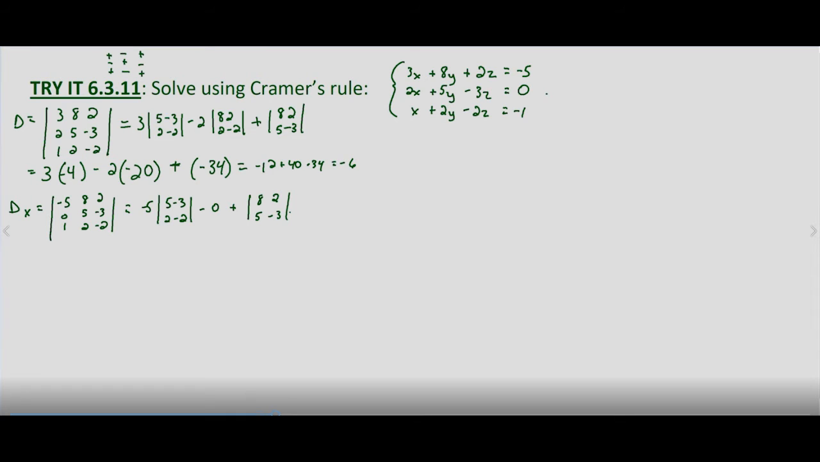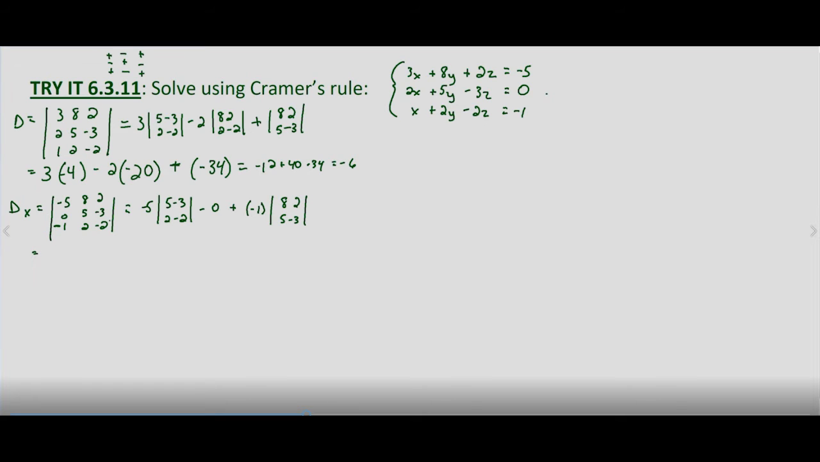And I noticed a mistake here. I think I said it correctly, but I wrote it down incorrectly. Our constants are negative 5, 0, and negative 1. Not negative 5, 0, and 1. So I need a negative here. And how that's going to change this is it's going to be plus negative 1 times, and then what I had already written down, 8, 2, 5, negative 3 for our determinant.